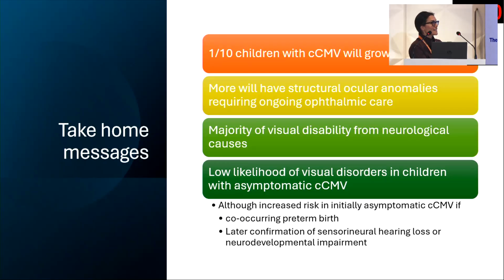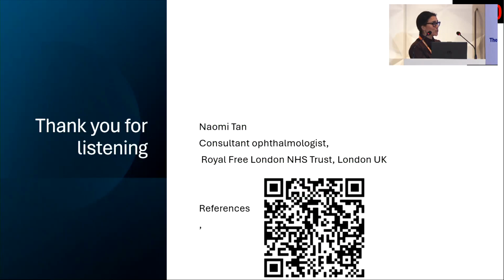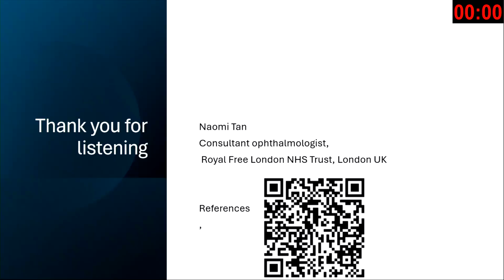So take-home messages. 1 in 10 children with CMV will grow up with visual impairment. And more than that, will have structural ocular abnormalities and will require ongoing eye care. Majority of visual disability that was found was from neurological causes. And with asymptomatic CMV, there is a low likelihood of visual disorders in these children. But remember that there's an increased risk if their birth was preterm or that they go on to develop sensorineural hearing loss. Thank you very much, and all the references are there in our paper, which is in submission currently. Thank you.